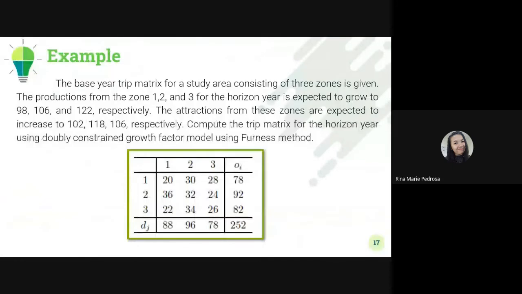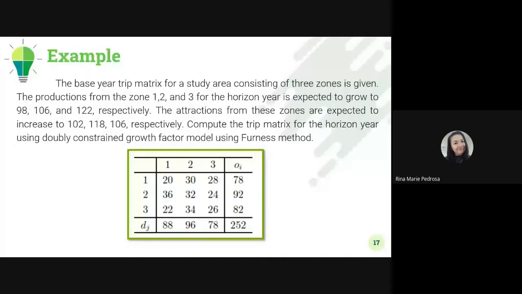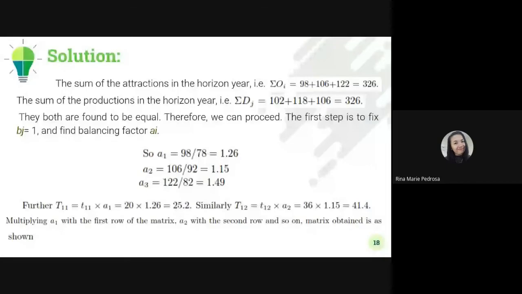Similarly, D sub j are the actual attractions from that zone. So to further understand, let's have an example. The base year trip matrix for a study area consisting of three zones is given. The productions from zones 1, 2, and 3 for the horizon year are expected to grow to 98. Compute the trip matrix for the horizon year using the doubly constrained growth factor model, using the Furness method. So let's have a solution for that here.